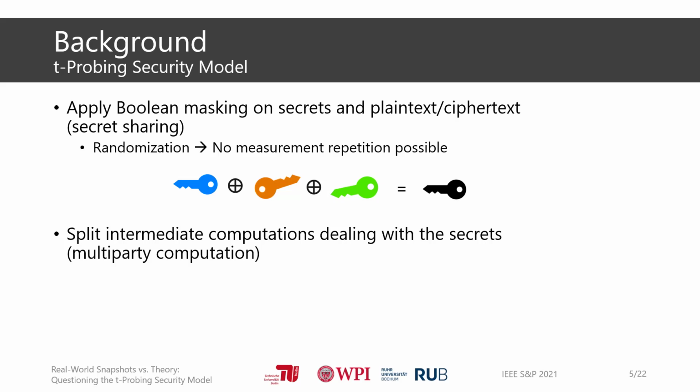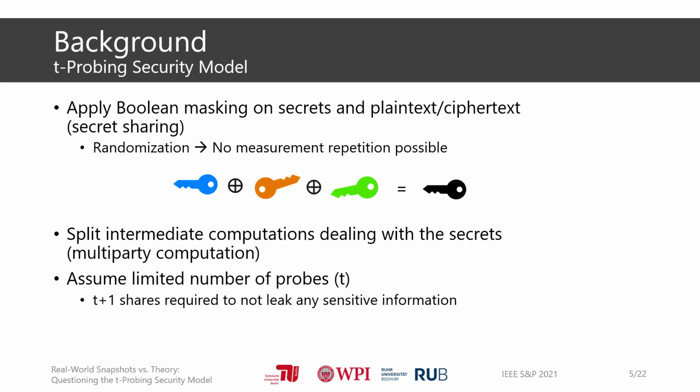In this way it can be assured that the adversary cannot learn any sensitive information from T physical probes when the implementation uses T+1 shares. This is also because of the randomization which is used for the secret sharing. And mainly due to this randomization, no measurement repetition is possible.